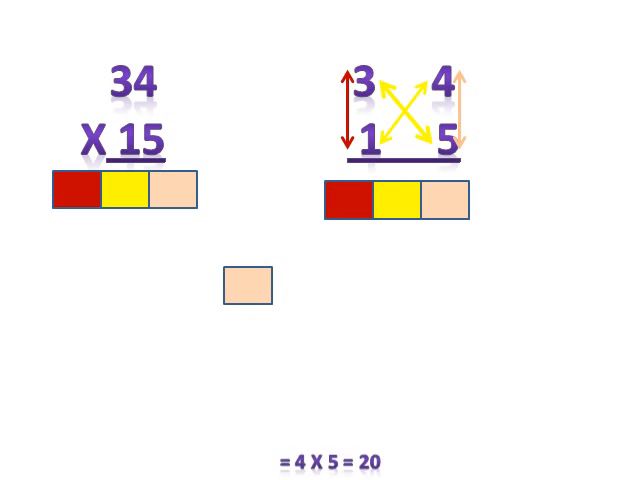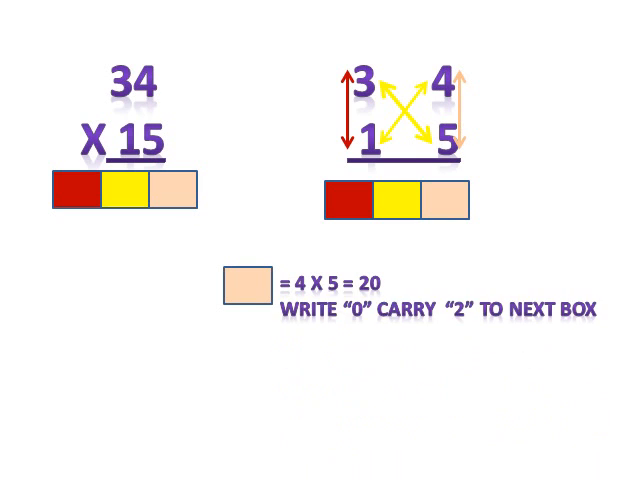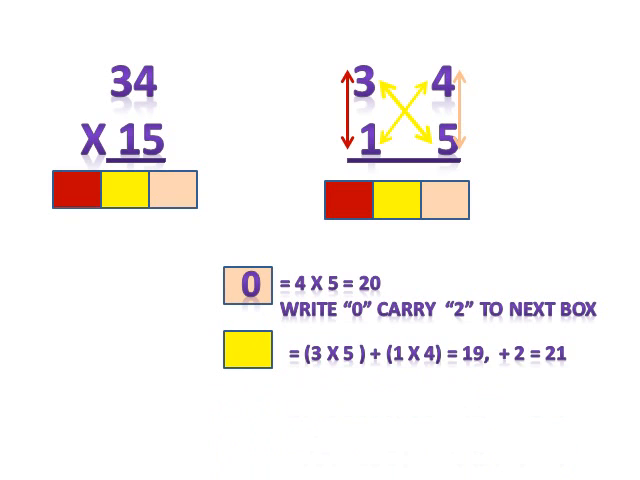Alright, so for the first digit, you have 4 times 5, so that's 20. So you write 0 and carry 2 to the next box. And then for the next box, the yellow one, you cross multiply. So 3 times 5, that's 15, and then you add it to the product of 1 times 4, which is 4, so now that's 19. And of course you remember you had a carry of 2 from before. So that's now 19 plus 2, you have 21. Since that's a 2 digit number, you just write 1 and then carry 2 to the next box.